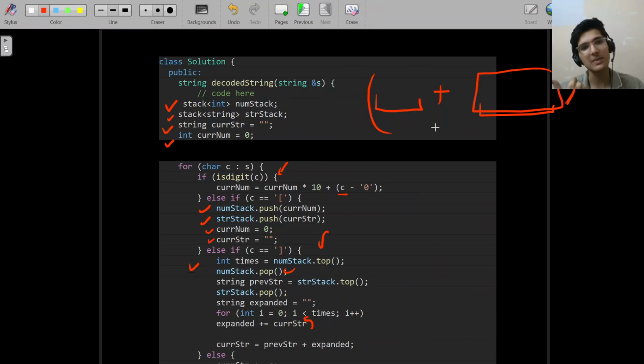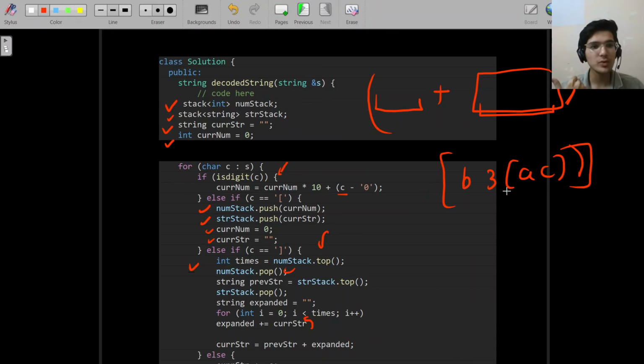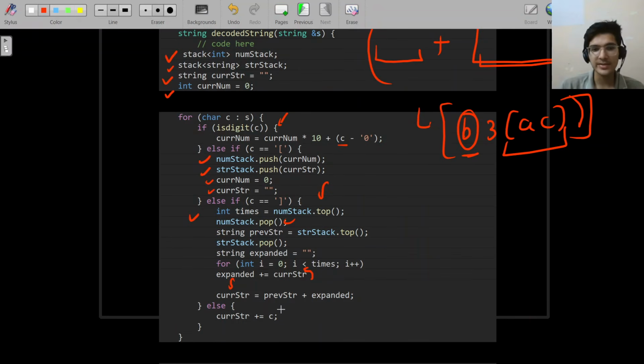This particular bracket, it's like B3 AC. So you have to do this 3 times, but you have to incorporate this as well, right? This is the thing you got from the previous bracket. So what we did, the current state, we updated our current string to previous str plus expanded. The expanded, the number of times we replicated, the previous str what you got from stack top. And if it's not the case, it's a simple character, just keep on adding the character to current.